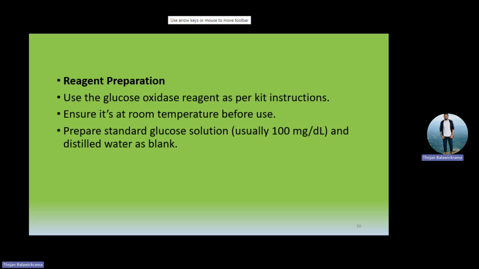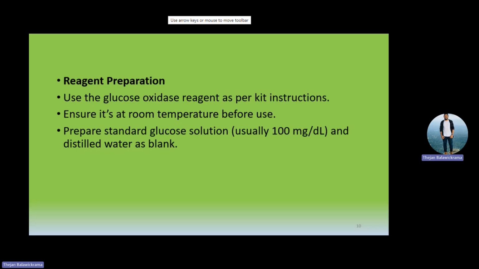Separately, we prepare a standard glucose solution. What do we mean by standard solution? A standard solution is a solution with accurately known concentration. A standard glucose solution means in 1 deciliter, there has to be 100 milligrams. That is a standard solution. It's a reference. Then the blood sample.